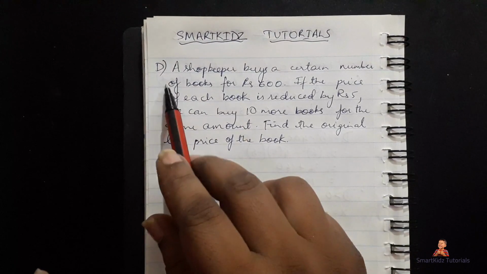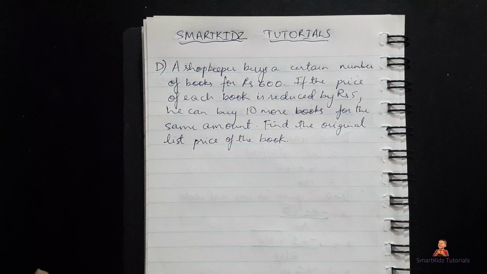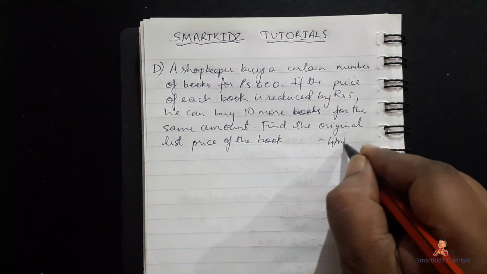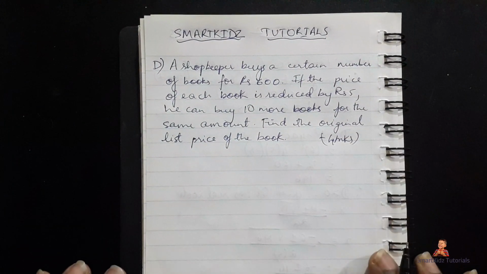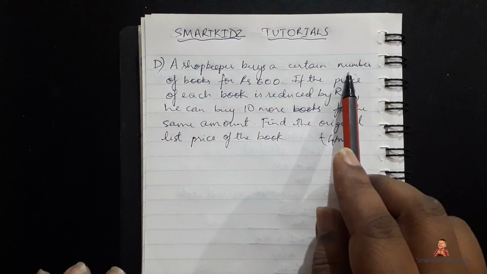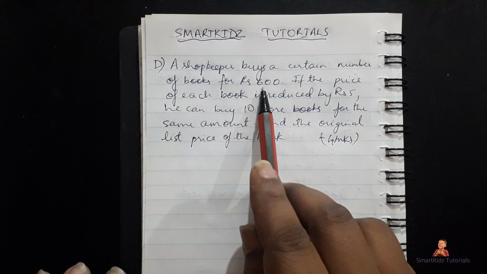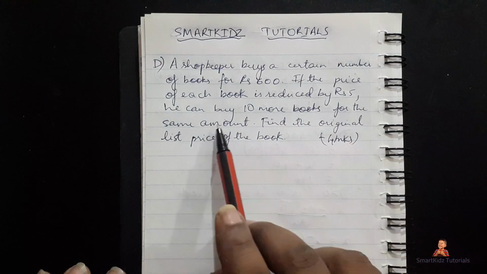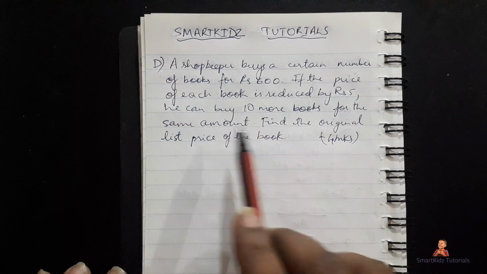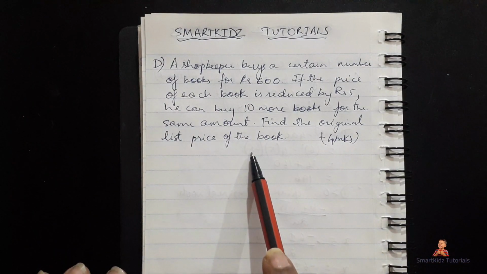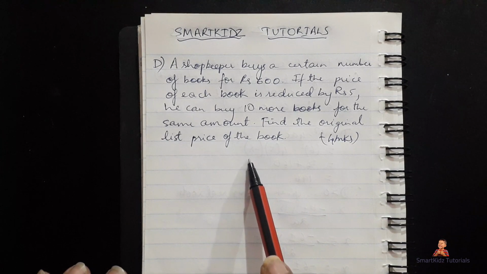We come to the last question, that is question 4D, last question of this paper, and this has got 4 marks. This is a word problem on quadratic equation. It says a shopkeeper buys a certain number of books for rupees 600. If the price of each book is reduced by rupees 5, he can buy 10 more books for the same amount. Find the original list price of the book.